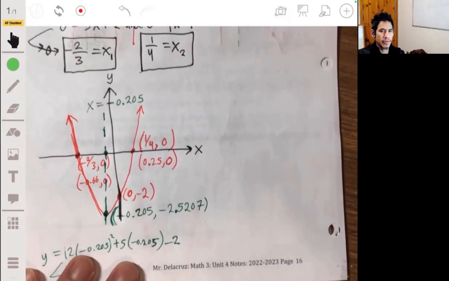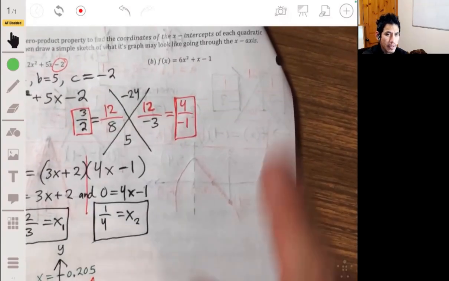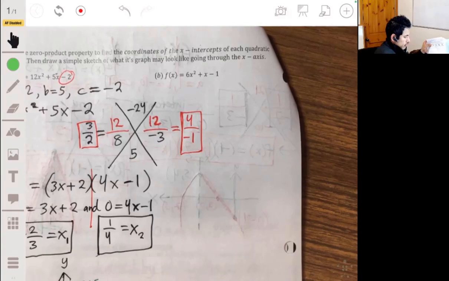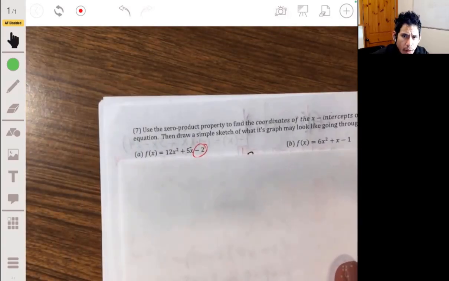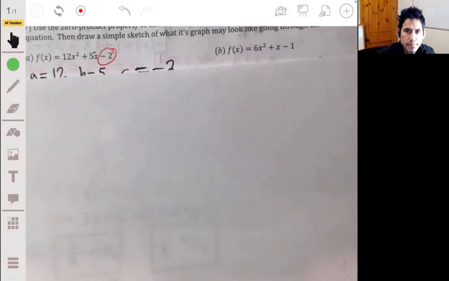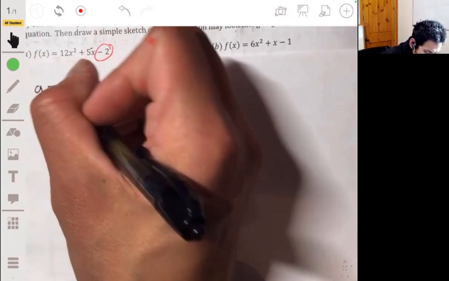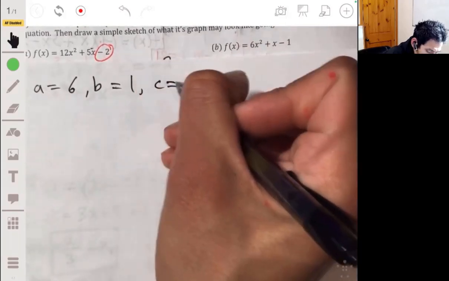Maybe I shouldn't use the tall way of the paper, but all right, one more of these guys. The 6x squared plus x minus 1. Now let me actually use a different piece of paper to make sure it all fits neatly. Okay, so a is 6, b is 1, c is negative 1.